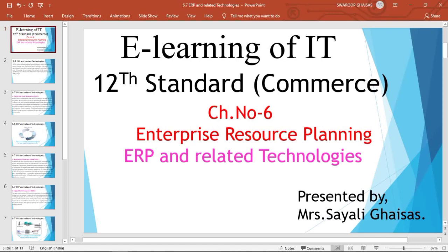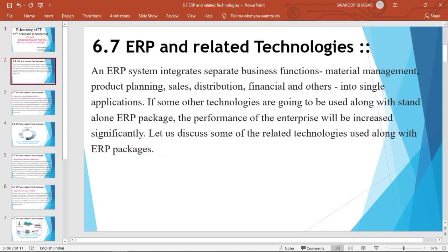Now we all know about ERP, that is Enterprise Resource Planning. See, an ERP system integrates the separate business functions. Those business functions can be material management, distribution, sales, financial, product planning, etc. Different business functions get integrated in an ERP system, that is, in a single application. But if some other technologies are used along with this ERP package, then the performance of the enterprise will increase significantly. So today we are going to discuss such related technologies which are used along with the ERP.